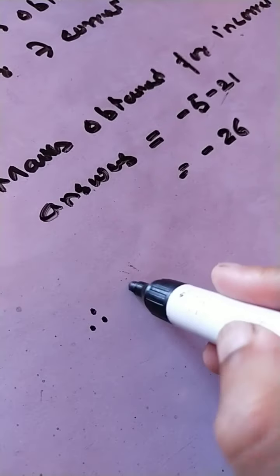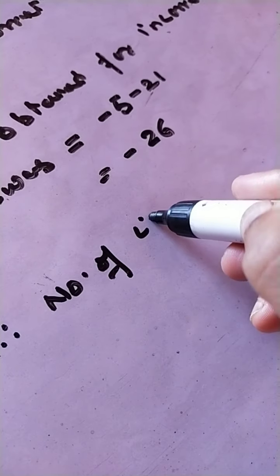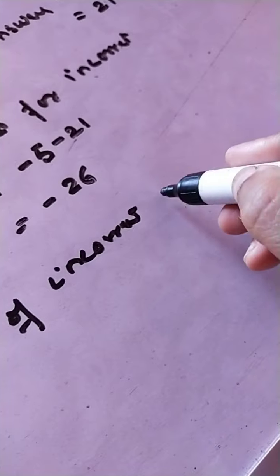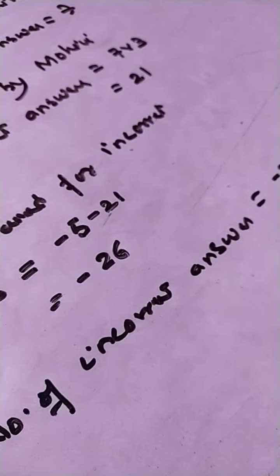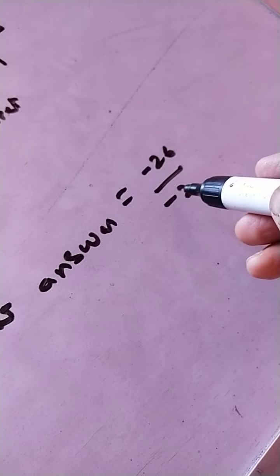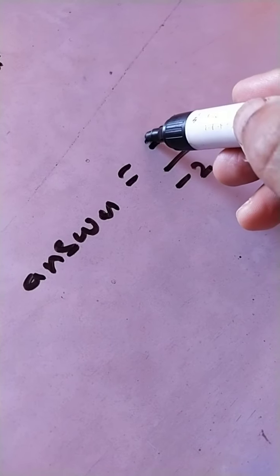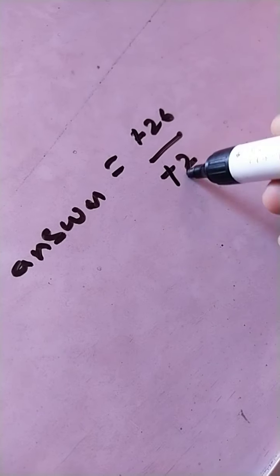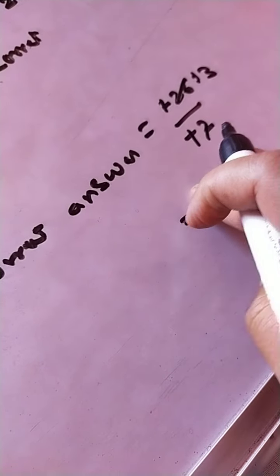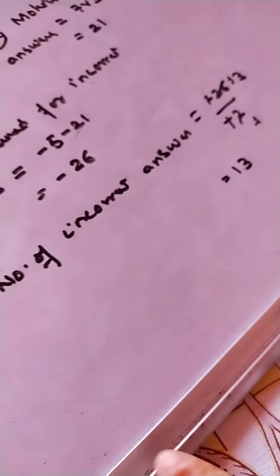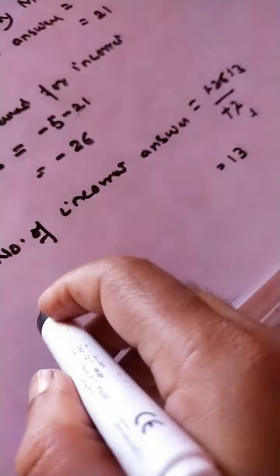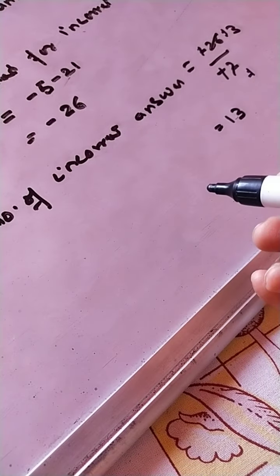Therefore the number of incorrect answers would be minus 26 by minus 2, because for each incorrect answer students will score minus 2 points. So we'll cancel the minus signs, 2 ones are 2, 2 thirteens are 26. So that means the number of incorrect answers Mohini has attempted is 13 questions. So this is your final answer. We can conclude this as: hence the required number of incorrect answers is 13.